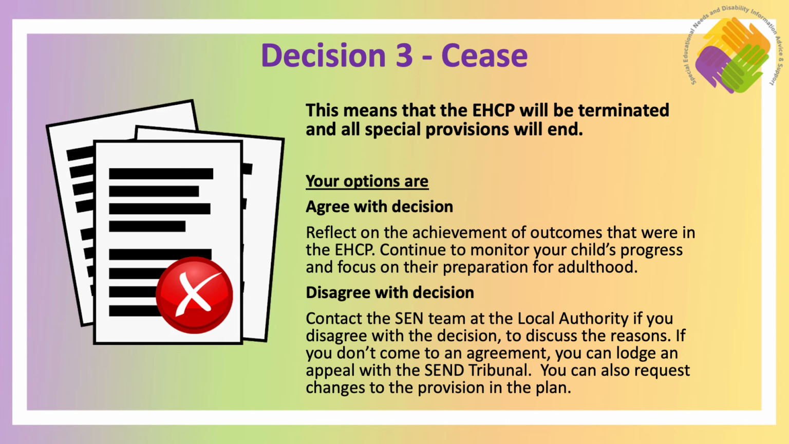If you disagree with the decision, contact the SEN team at the local authority to discuss the reasons. If you don't come to an agreement, you can lodge an appeal with the SEND Tribunal. You can also request changes to the provision in the plan.